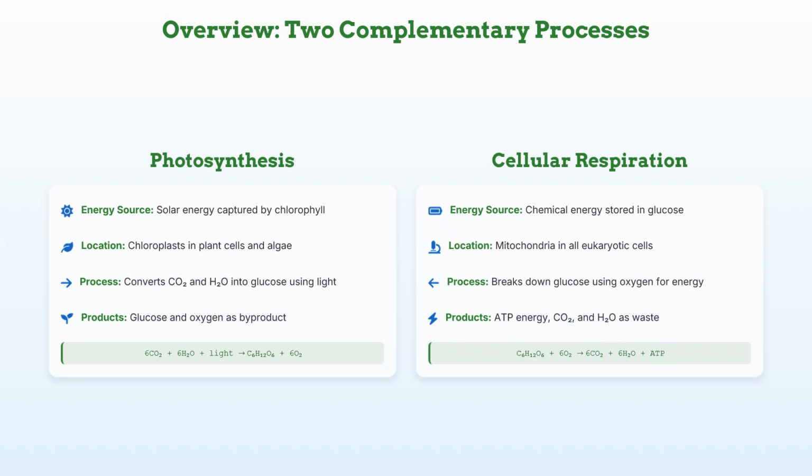In contrast, cellular respiration occurs in mitochondria of all eukaryotic cells, both plant and animal. Notice how the products of photosynthesis become the reactants for cellular respiration, and vice versa.